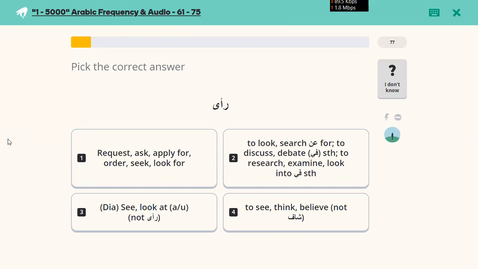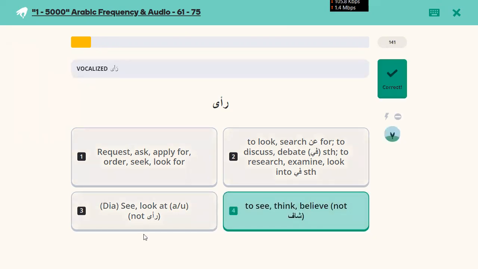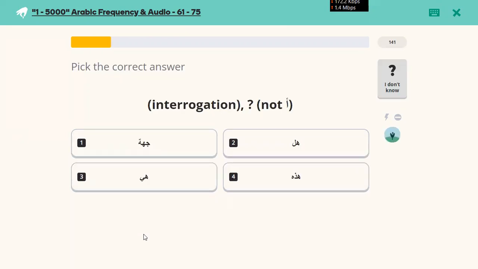Which option? See, look. You mean third? Yes. But here it is written not ra, so this one you cannot use this option. It should be fourth. Ra. It should be fourth then. Yara. Why is it not written? Not is not given here. Interrogation. Not question. La. Hal. Okay. Here.